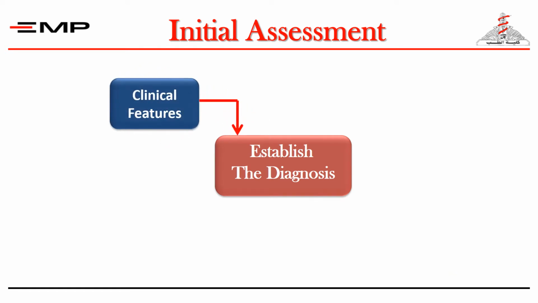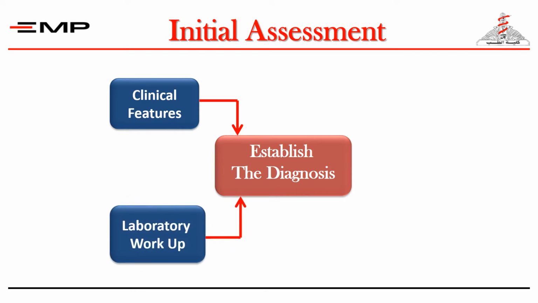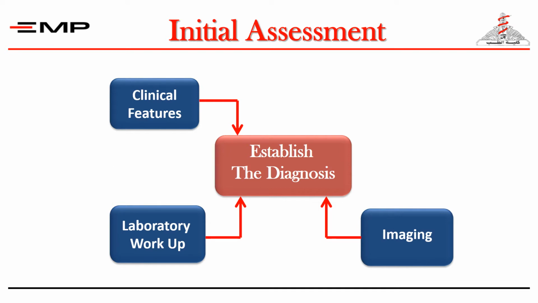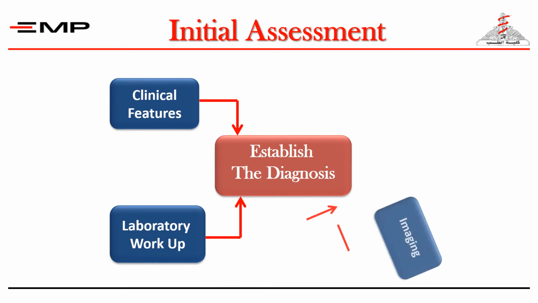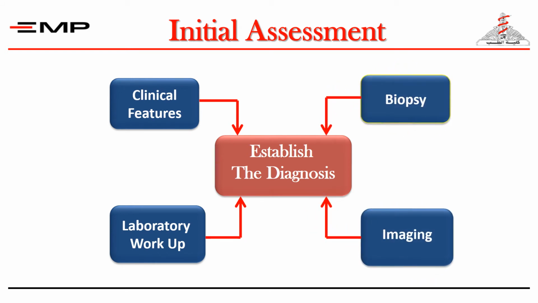Now, we have clinical features and some laboratory markers, but we did not reach the final diagnosis, so we have to order imaging. Power Doppler and duplex may be helpful, or MRI, MRA, or MRV, also venous, arterial, or magnetic resonance imaging. CT or CT angiography may localize the area of stenosis or occlusion. PET CT, positron emission tomography CT, also can be of help. The last item to establish diagnosis is the biopsy.